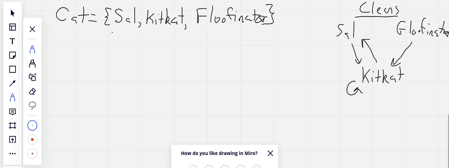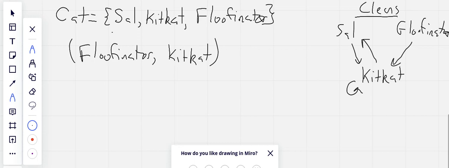So how would we want to model this kind of relationship that all the cats have? We might start to think about just one of these arrows and really narrow into it. So let's think about how the Floofinator cleans Kit Kat. We can think about this as an ordered pair: Floofinator, comma, Kit Kat.